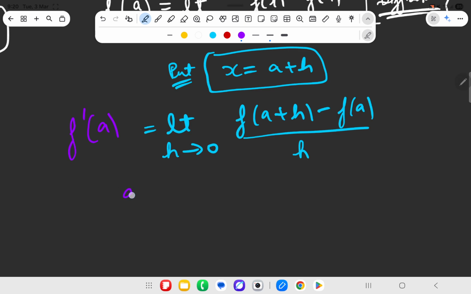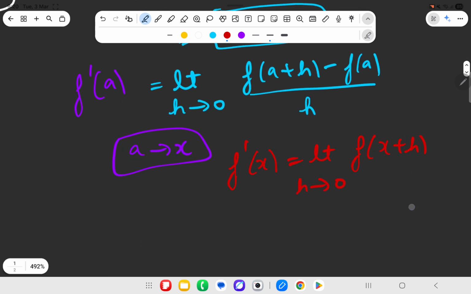So I just replace a by x, so we get f dash x equals the limit as h approaches 0 of f of x plus h minus f of x, divided by h. Sorry, a is replaced by x, so I write x here. Okay, so this is the formula.